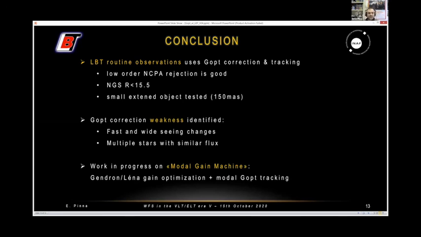One that I didn't mention before is that at the LBT, sometimes you have a seeing that can go as high as 1.5, and then you have very fast and wide jumps in seeing, and this can really cause trouble for GEOPT because of its time response, basically. But usually when the seeing is below 1.2, you can deal with the typical seeing behavior. And then we have seen one case of multiple stars where we were not able to get a good GEOPT measurement.